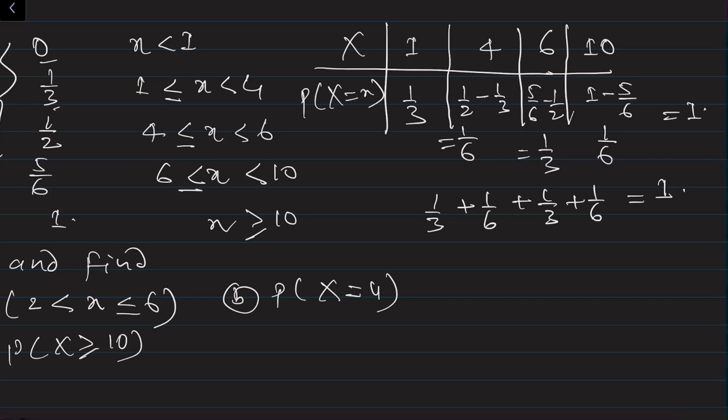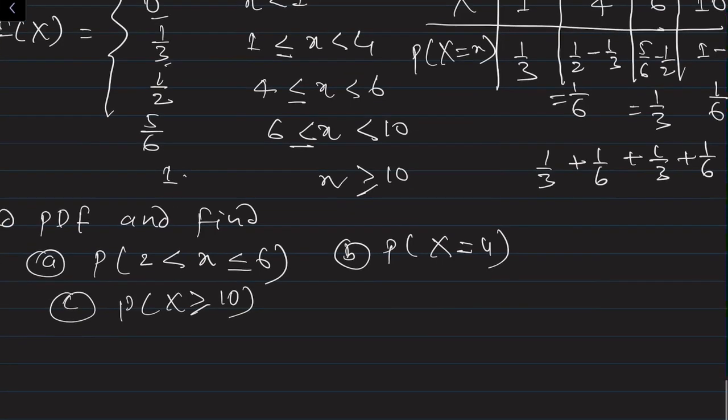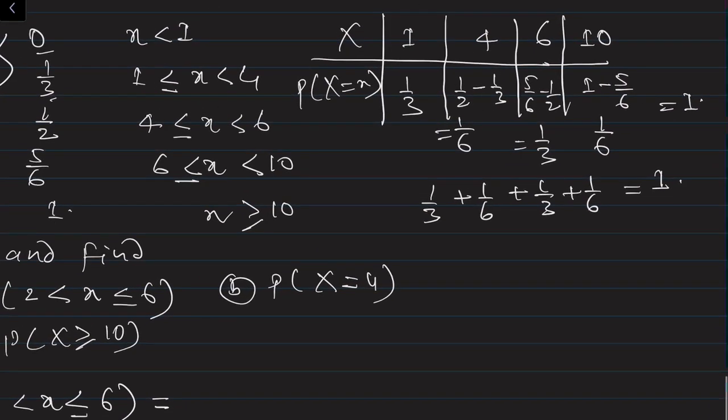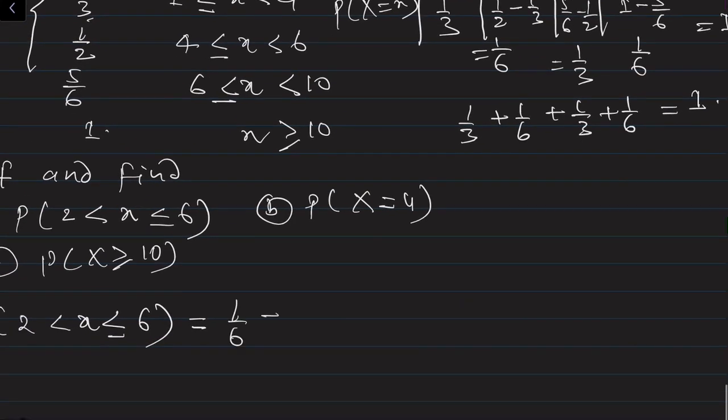Let's do one more problem. Okay, wait. We need to calculate these probabilities as well. So let's do this. When x is greater than 2 and less than or equal to 6, you can look at the table. Greater than 2 means we should include 4, right, as well as 6, because it says less than or equal to 6. So this is simply 1 over 6 plus 1 over 3, these two values, right?